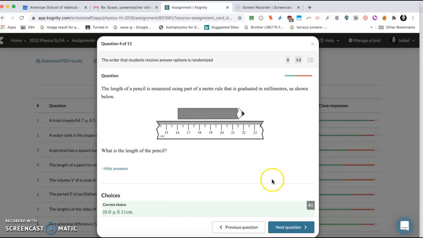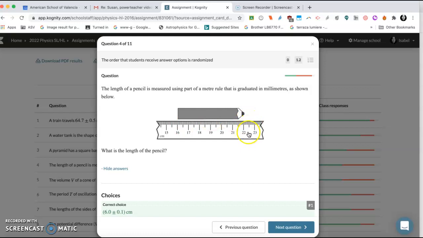Now, a lot of people got this question wrong. The length of the pencil is measured using part of a meter rule that is graduated in millimeters. Here we have a pencil, and the measure goes from 16 approximately to 22 approximately, or 21, sorry, 21. Now the uncertainty is plus or minus 0.05 because it's an analog instrument.